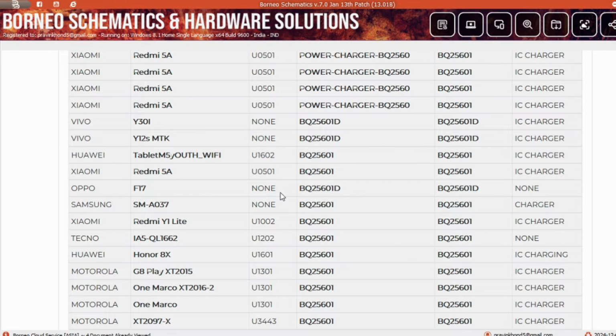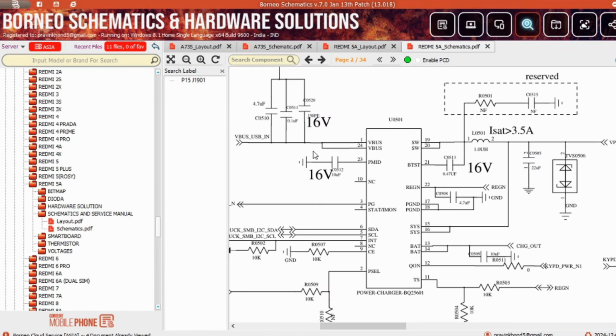I showed you this so that you don't feel like I'm teaching you an old IC. Updated versions of the BQ series are coming in many new phones. Not only BQ25601, other updated BQ series versions are used by all companies in the latest models. So if you learn or understand this IC's datasheet, you will learn the updated versions easily, right? So get back to the schematics. Now you can see I have already opened this IC.